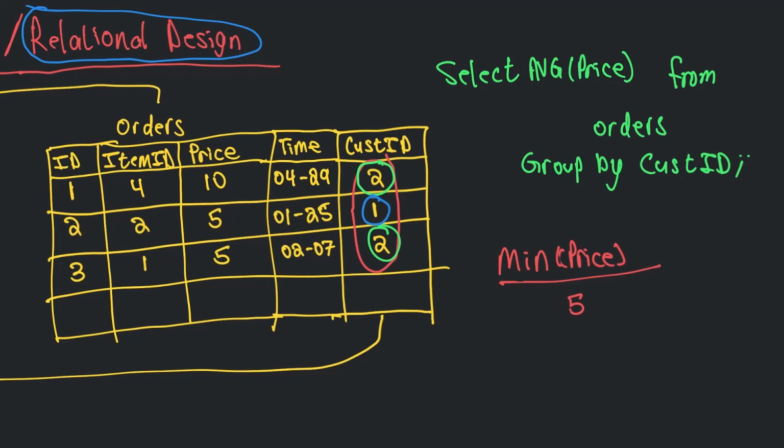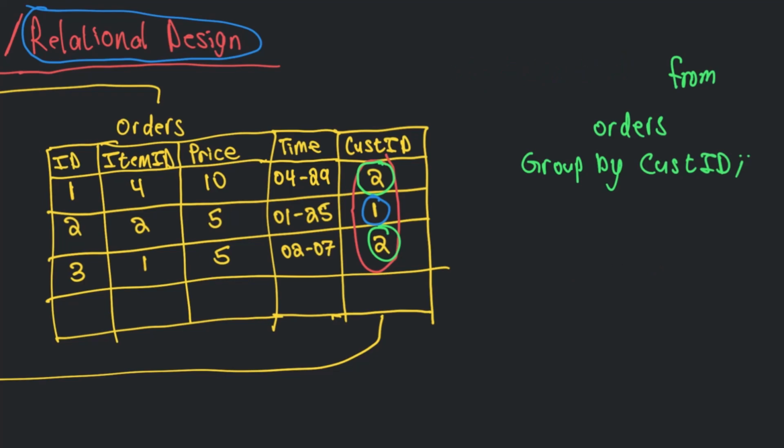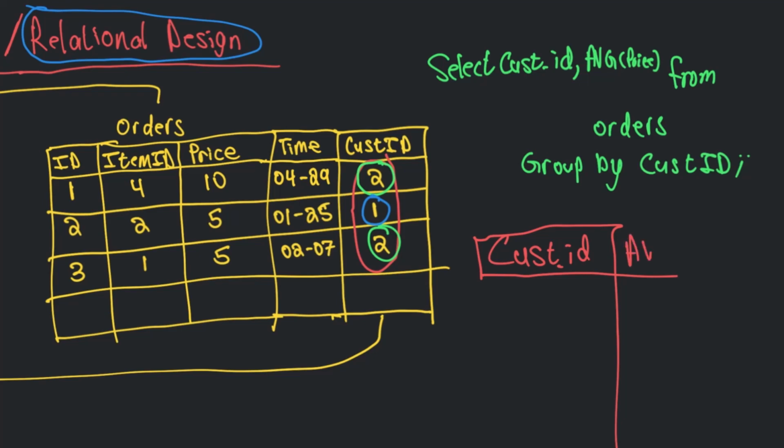So what we'd actually produce at the bottom is, and actually this doesn't really make sense unless you specify that you want to see another column. You want to select customer ID and the average price. So we want to see the customer ID along with their average, because otherwise we wouldn't know who to assign the average to. So this would produce at the bottom customer ID, and we would also have the average price. Okay, so we'd have each of these groups in here.